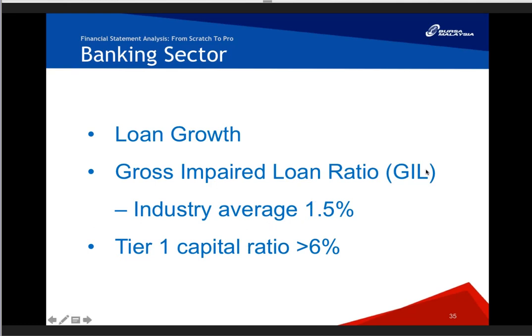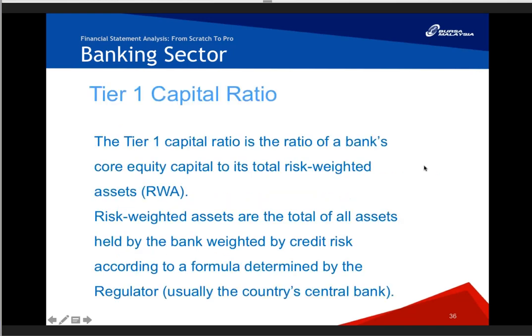Then the next one is called Tier 1 capital ratio. What does this mean? You have this definition. Basically, bank valuation is different, because banks have their own assets, and at the same time they also collect the public's money as deposits into their banking system. So then you see that there's a confusion.